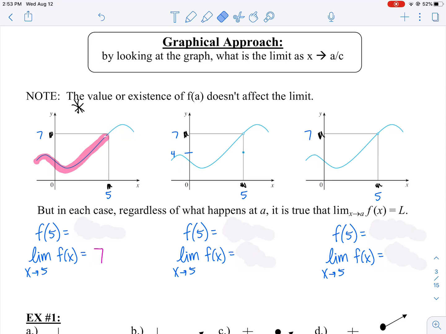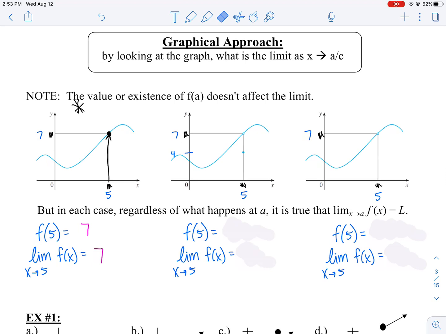You might also notice that there is a function value. There's a dot right here. So if I asked you what is f of 5, if you were to plug in 5 for x, what would you get out as your y value? Well, you would get out a 7 because there is a dot there. So my function value and my limit happen to be the same.